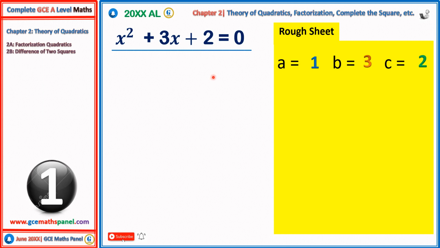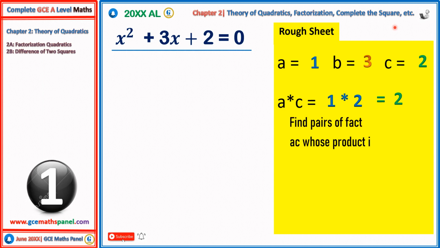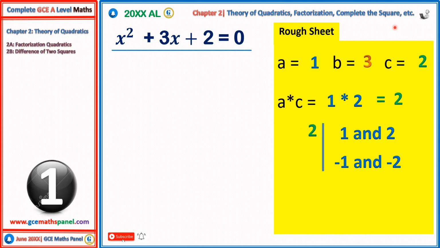The next thing is to look for ac. ac is the product of a and c. ac here equals 2. Next, we look for the pair of factors of this ac, that is of these 2, that when we multiply, we will have 2. So we look for 2 numbers that when we multiply, the result is 2. So we have 1 and 2, and we equally have negative 1 and negative 2. Note that in the world of quadratics, we have negative factors. It has satisfied the first condition.